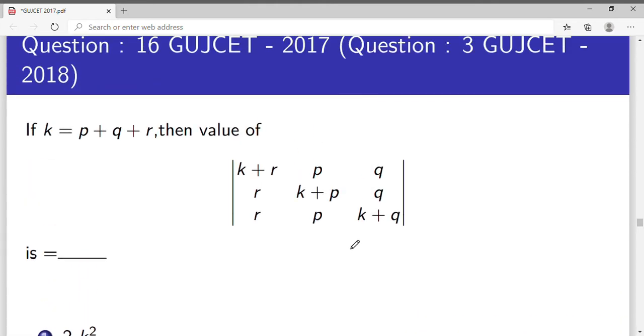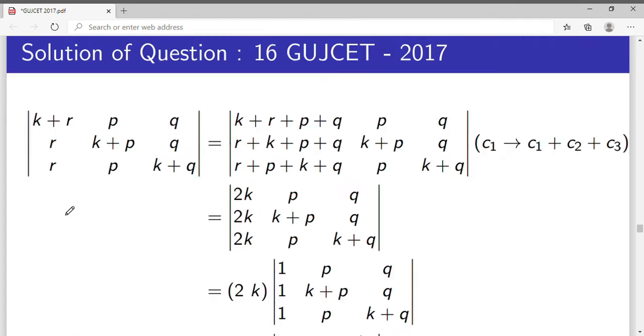Here we have to find the value of the determinant, and one condition is given: k equal to p plus q plus r. So now use this condition to evaluate the determinant. This is our given determinant. In this determinant, column 2 multiplied by 1 added to the first column and column 3 multiplied by 1 added to the first column. So here we get k plus r plus p plus q as the first element, same way r plus k plus p plus q as the second element and r plus p plus k plus q as the third element. Second column and third column remain as it is.